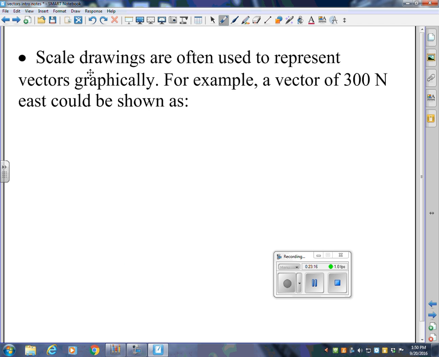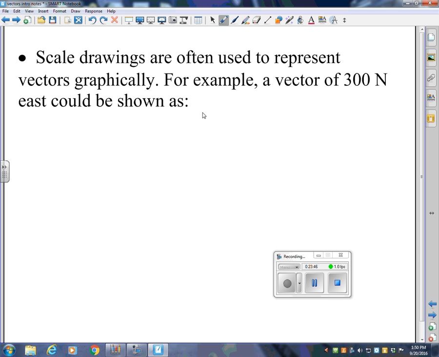Okay, now, here's the doing part where you guys are actually going to do. You're going to draw right away. You need about 3 minutes to explain this, and then you're going to try. Scale drawings are often used to represent vectors graphically. For example, a vector of 300 newtons east could be shown as, okay? So, I'm going to draw this. I need a ruler and a protractor. If you don't have one, you need to get one. I have a few protractors that you can cut out here. And I have some rulers.